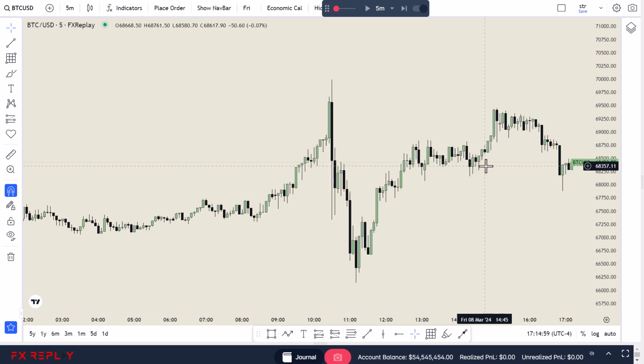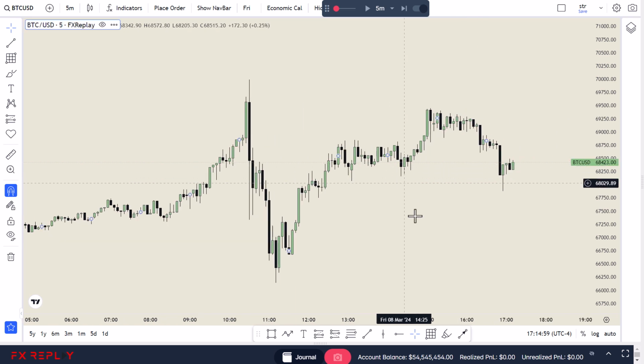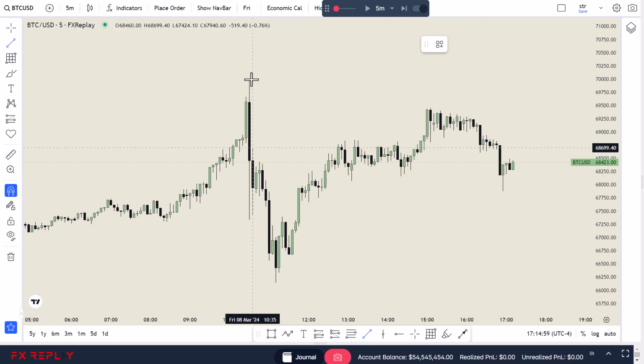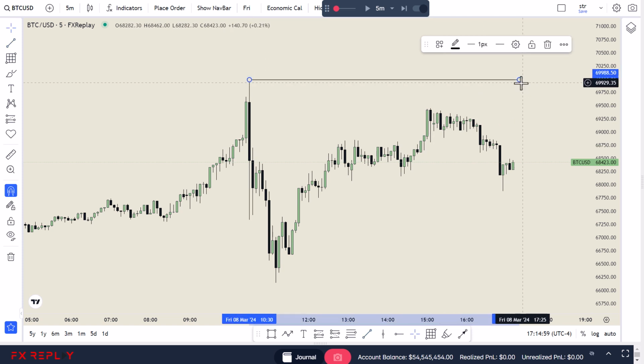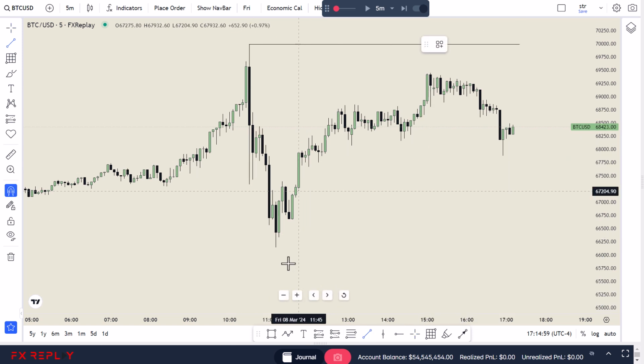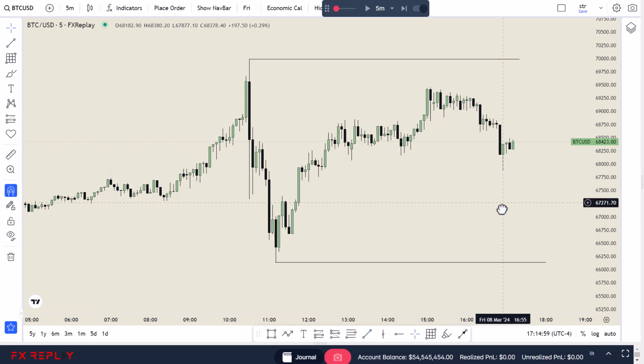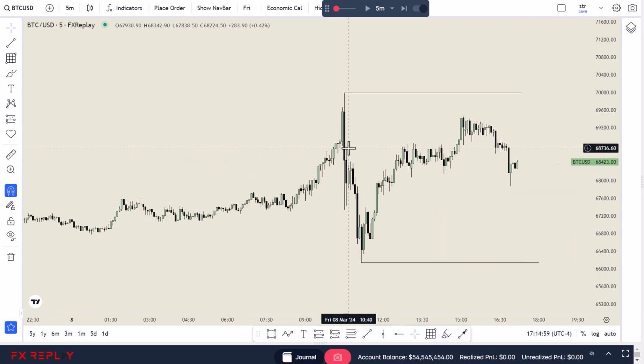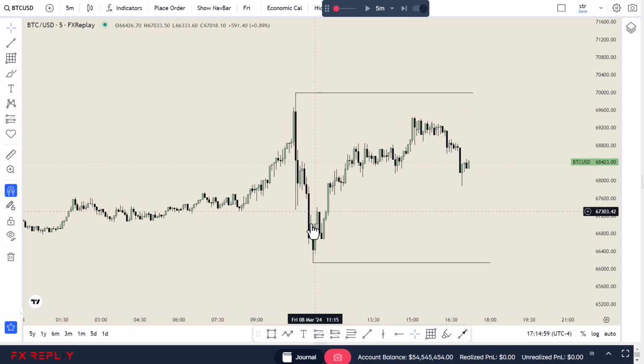It's all fractal. So what do we have right here? We can see that we are trapped inside two major swings. We have this swing low and this swing high. So basically we are in a range. When you see price is between a major swing low and a major swing high, we are in a range. But that doesn't mean that you can't trade the range.